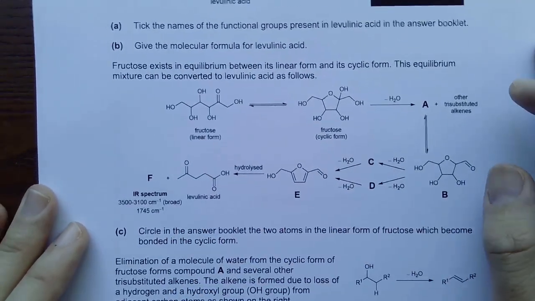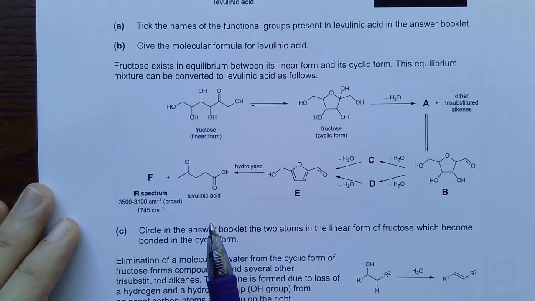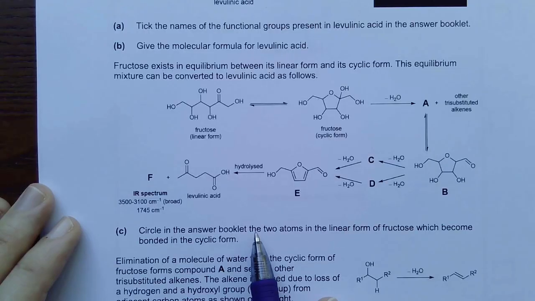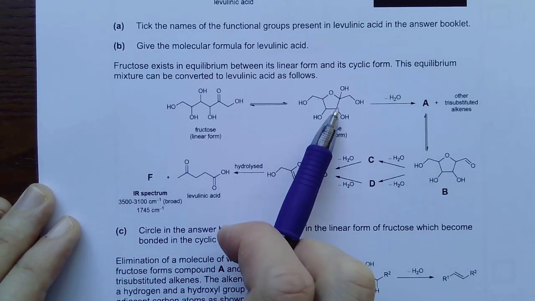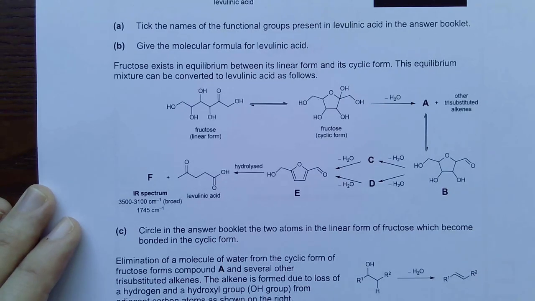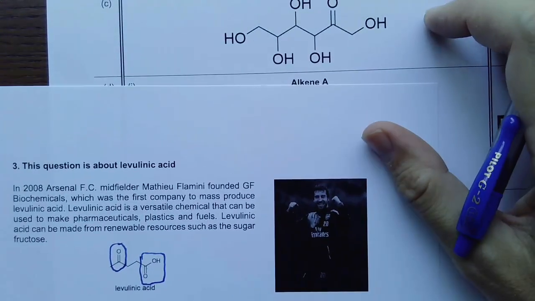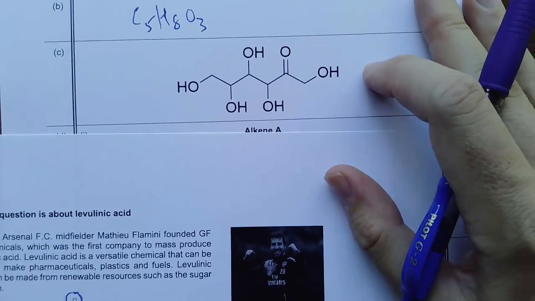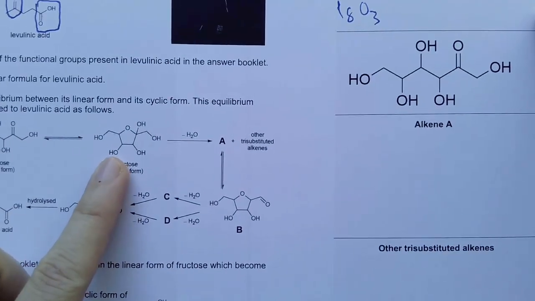Then we have this synthetic route from fructose to our final acid. And you're asked to circle in the answer booklet the 2 atoms in the linear form of fructose that make the cyclic form. Alright, great question. I really like these sugar cyclizations. So we've got to go from this to this.